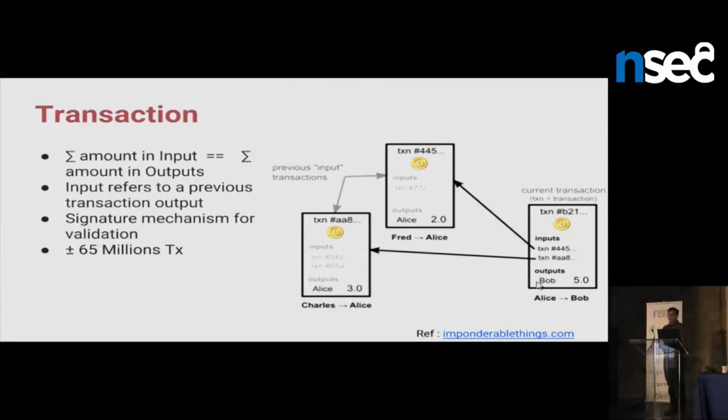If Alice wanted to send only 1 Bitcoin to Bob, what she should have done is, for example, send 1 Bitcoin to Bob and 4 to Alice. So she's sending the change back to herself.